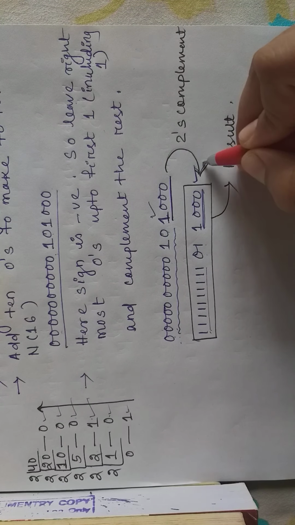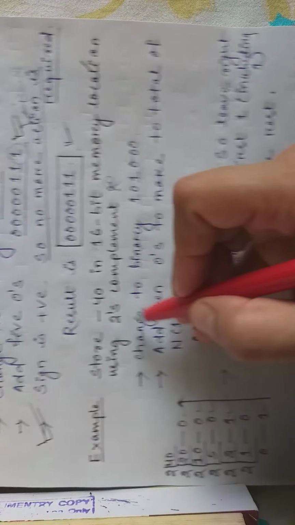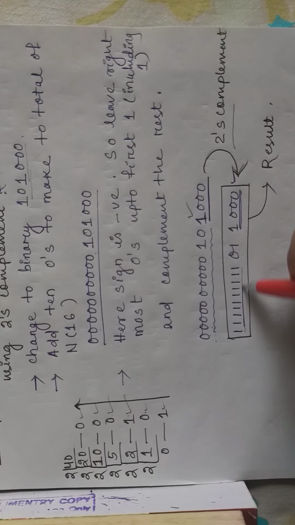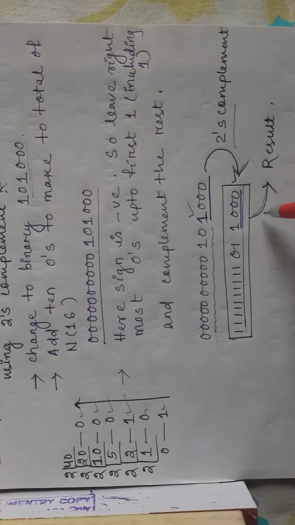This is the 2's complement of what? Of 40 in 16-bit memory location. Here this is the 16-bit memory location. This is the final result.